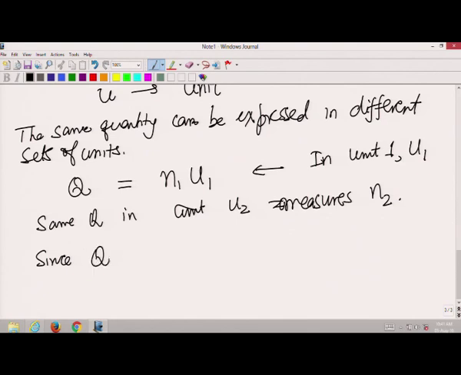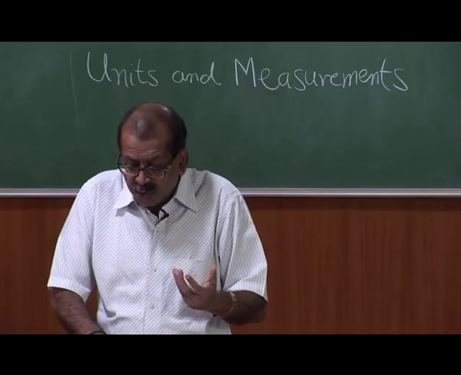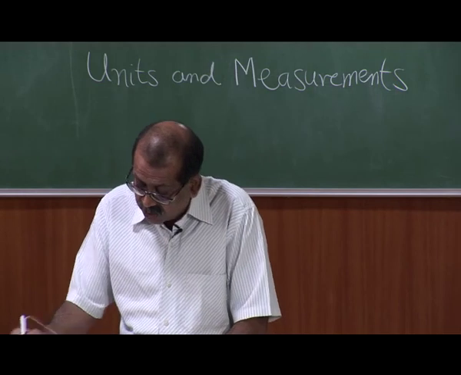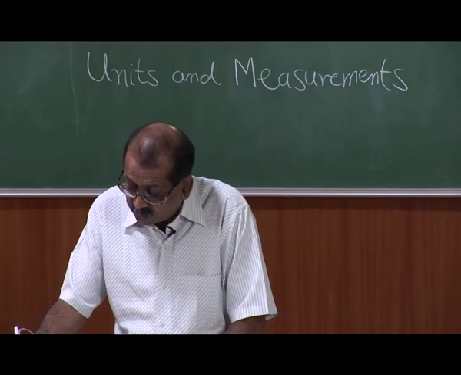Since q is the same, this obviously leads us to n1 u1 is equal to n2 u2, and this is how sometimes we convert the units from one unit to the other. The conversions are worked out using this formula.